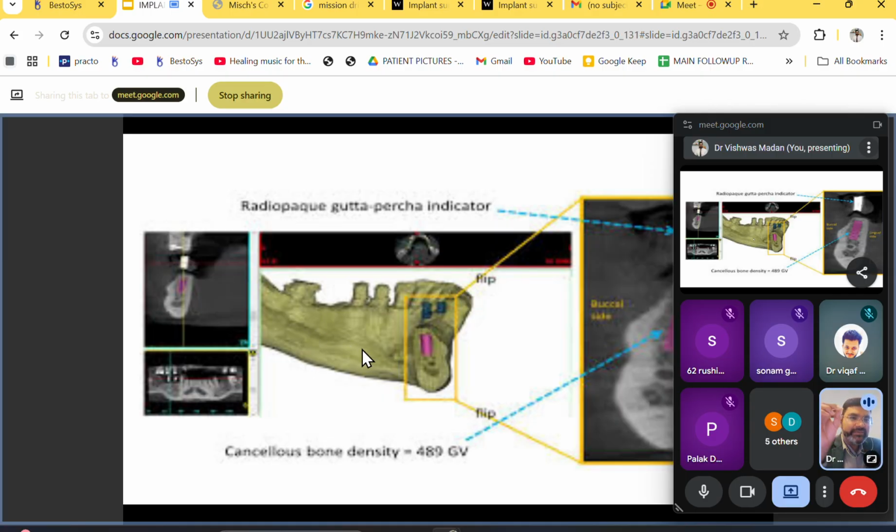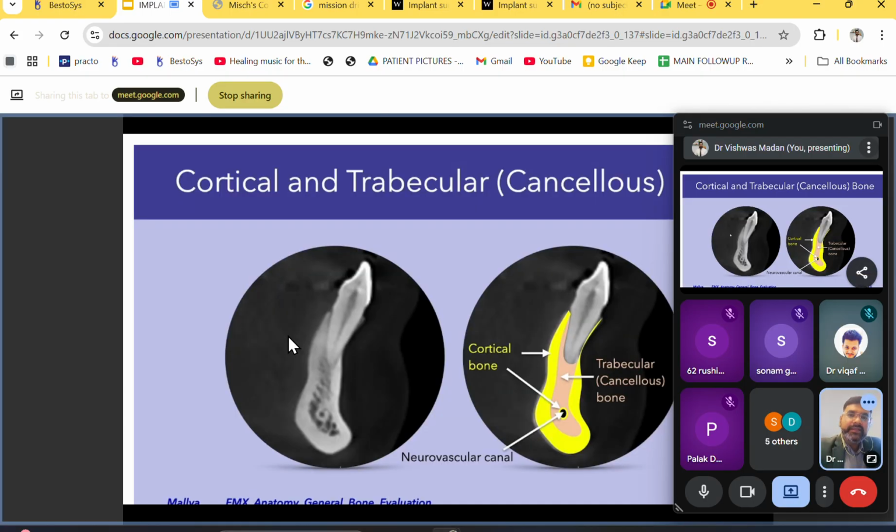Right, so in a CBCT scan, this structure looks like this. You have the compact bone, known as cortical bone, which is whiter or denser in color, and the inner part is the alveolar bone, which has more trabeculae and less density. It is the actual bone which we utilize for osseointegration. This is how we can visualize in a lower anterior how this bone looks.